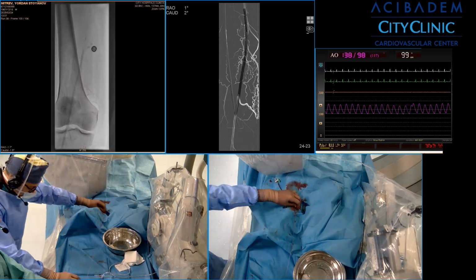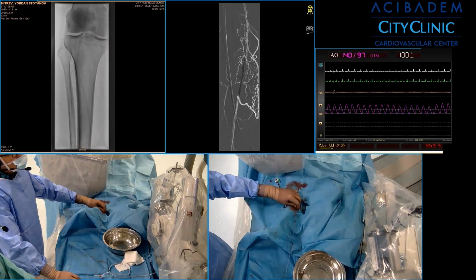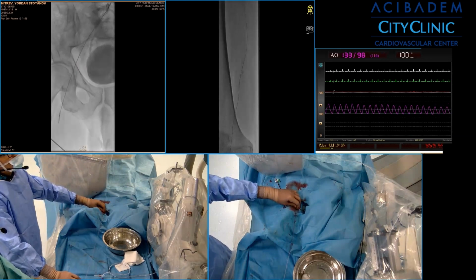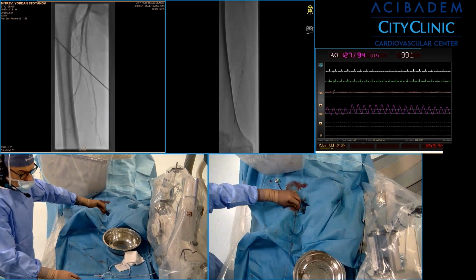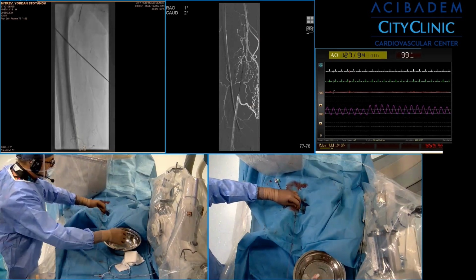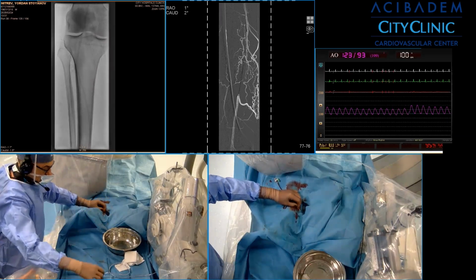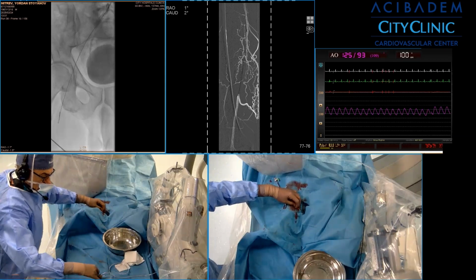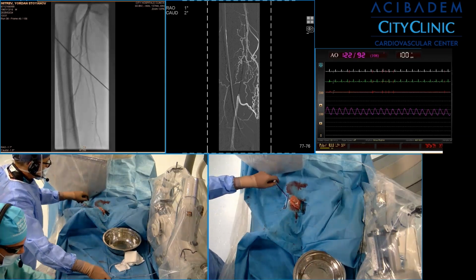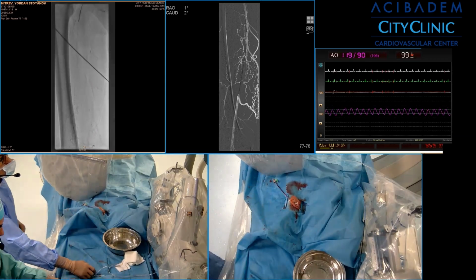Okay, we inflated the balloon for 1.5 minutes, and we are going to observe the result now, and we will decide together with you. We will decide what to do. Okay, we are going to proceed with an injection.